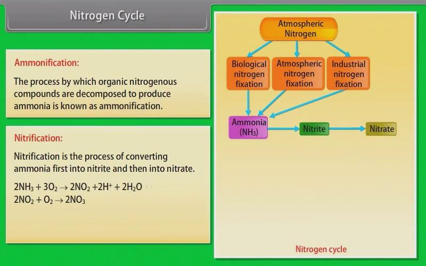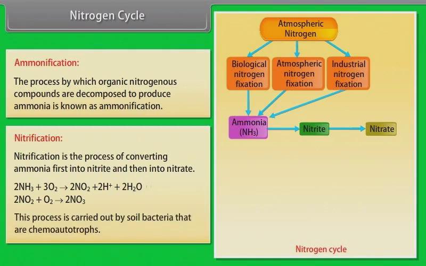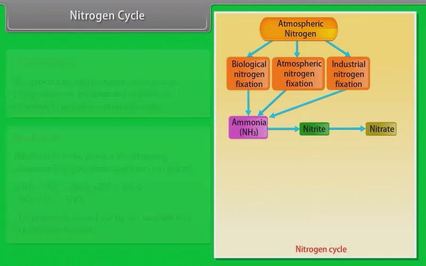2NH3 + 3O2 gives 2NO2⁻ + 2H⁺ + 2H2O. 2NO2⁻ + O2 gives 2NO3⁻. This process is carried out by soil bacteria that are chemoautotrophs.